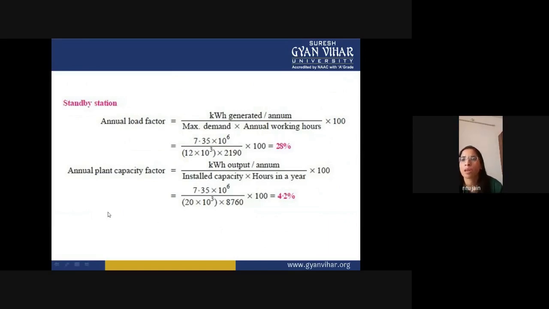Okay. Now, the annual plant capacity factor. The formula is your average load divided by installed capacity. So average load can be written in terms of your unit. The installed capacity is your 20 megawatt for your standby station, and it can be calculated by this formula. So the plant capacity factor is your 4.2%.